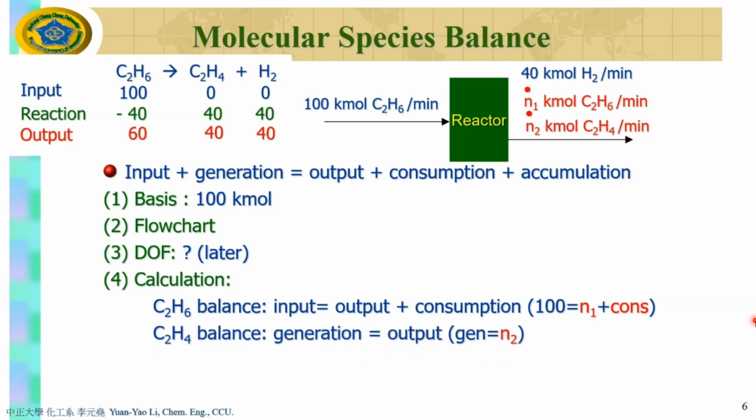How about C2H4? For the C2H4 balance, there's no input because this is a product, so you remove input. There's also no consumption, so you remove that as well. That will simply be generation equals output. We use GEN for short: generation equals N2. Output is N2 here.